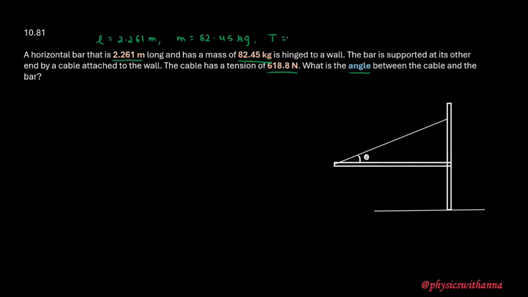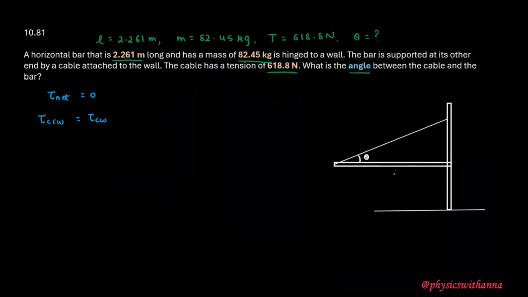Tension T on the cable is 618.8 Newton, and we need to find the angle theta the cable makes with the bar. So we follow the same step as the previous problem. If the bar is in static equilibrium, we know that net torque will be zero. If net torque is zero, that means torque which are counterclockwise must be equal to torque which are clockwise.